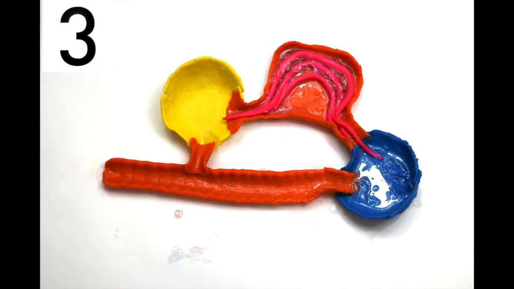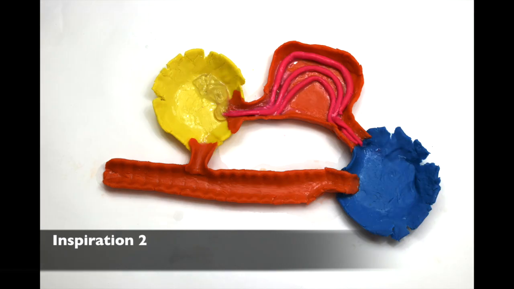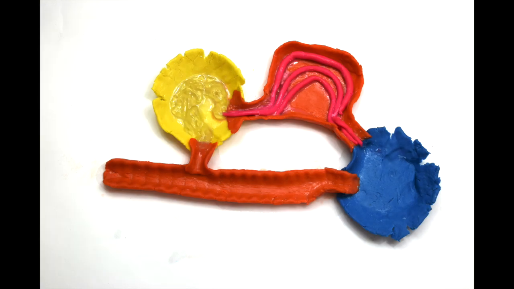The third phase of ventilation is referred to as inspiration 2. Air sacs expand once again, creating a negative pressure draw of now stale air from the parabronchial lungs into the front set of anterior air sacs.